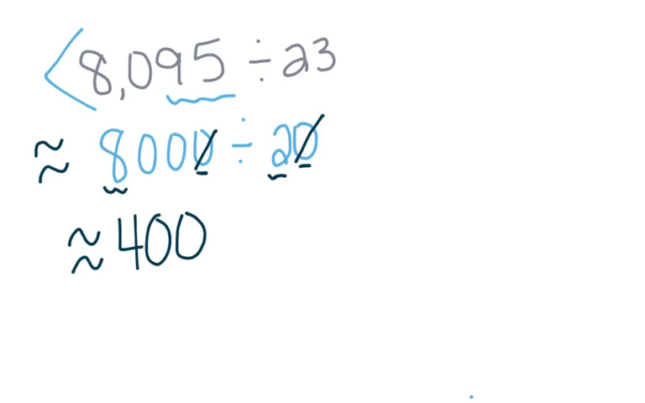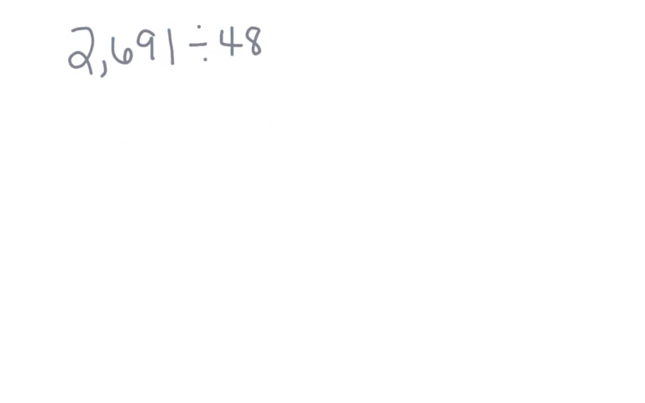All right, let's try another one. 2,691 divided by 48. Look at your divisor first. We want to start with our divisor and take it to the nearest 10. The nearest 10 for 48 is going to be, that's right, 50.